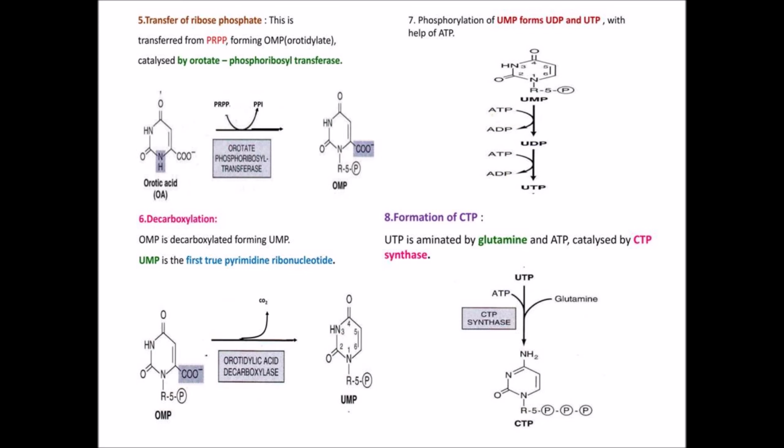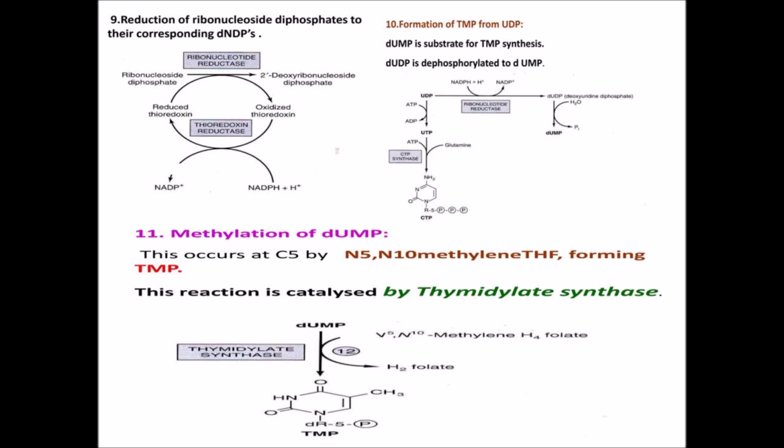And the eighth step is formation of CTP, cytidine triphosphate. UTP is aminated by glutamine and ATP, catalyzed by CTP synthetase. The ninth step, reduction of ribonucleoside diphosphates to their corresponding deoxyribonucleoside diphosphates, that is, to their corresponding dNDPs. 10th step, formation of TMP from UDP. dUMP is the substrate for TMP synthesis. dUDP is dephosphorylated to dUMP.